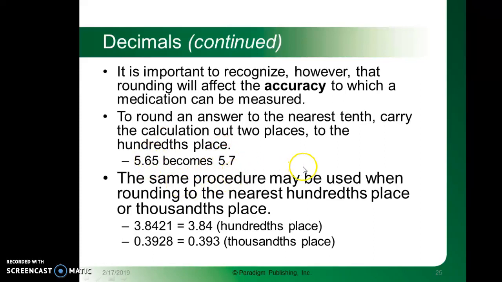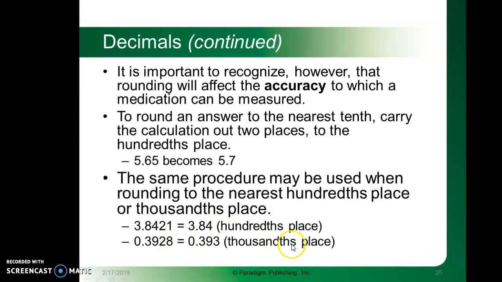The same procedure may be used when rounding to the nearest hundredths place or thousandths place. So if you're rounding to the hundredths place, you go to the tenths, hundredths, which is the 4. So we're going to look at the next number to the right. It's a 2. Since it's less than 5, we're going to leave the 4 by itself. So the answer becomes 3.84.